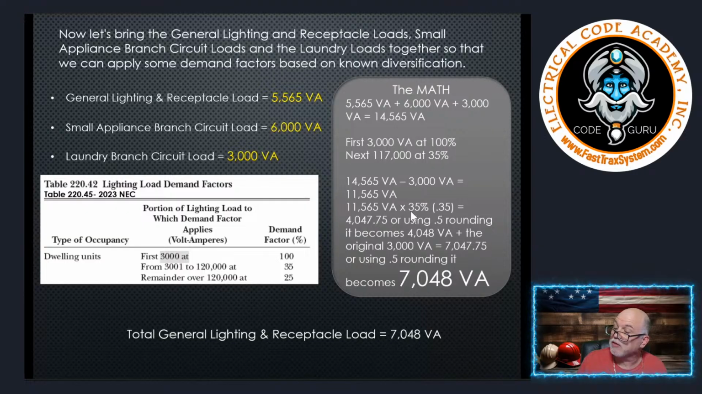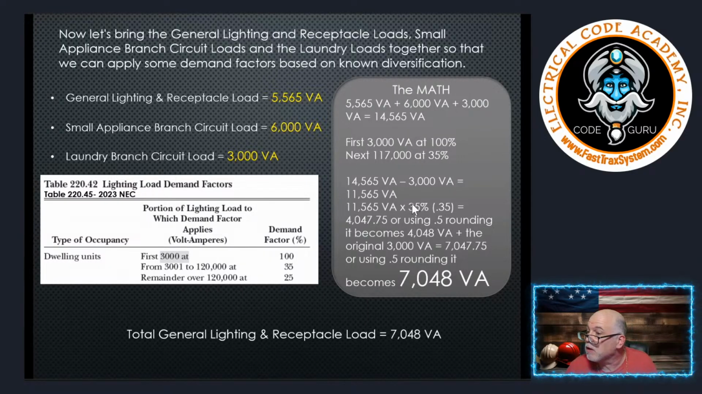We get 4,047.75, which I'm going to round. Remember, the rules in 220.5 allow me to round up 0.5 or greater when we're dealing with it. So I'm going to go on and round it up. Now, if you want to keep the full amount and carry it on until the end, that's up to you. It's not going to change anything, okay? But we're going to round this up to 7,048, okay? So I'm going to make sure I write that down right here, okay?